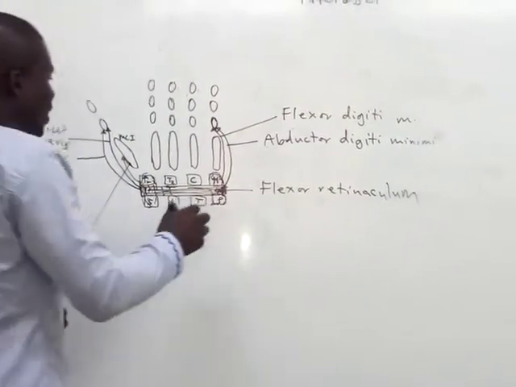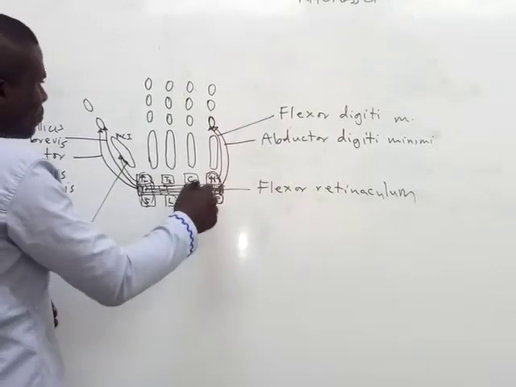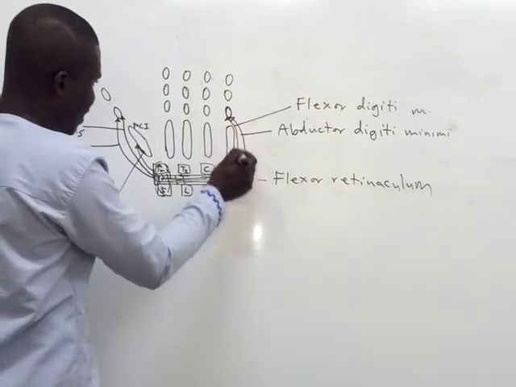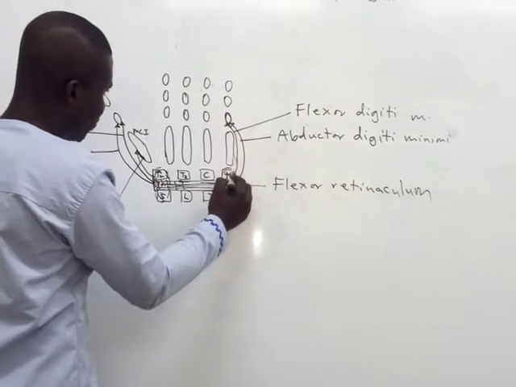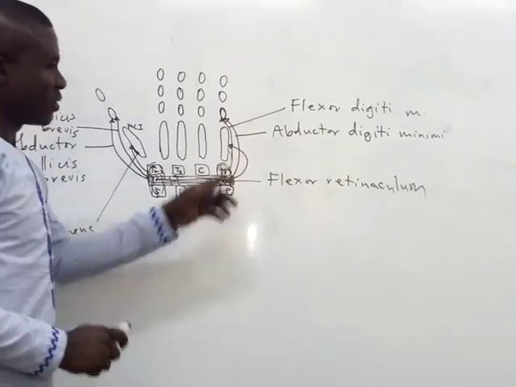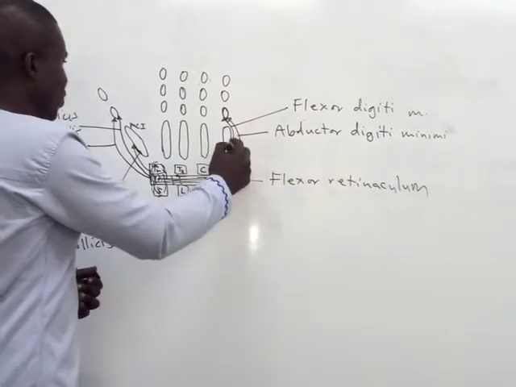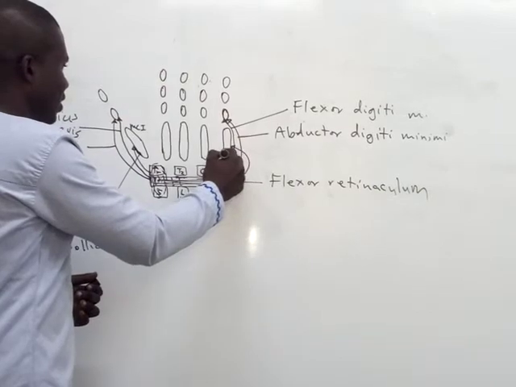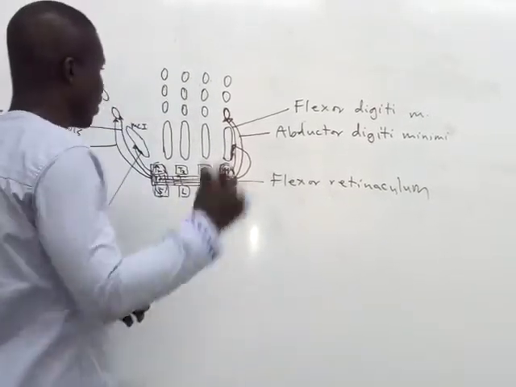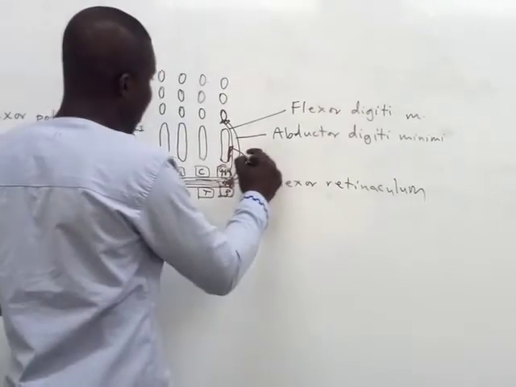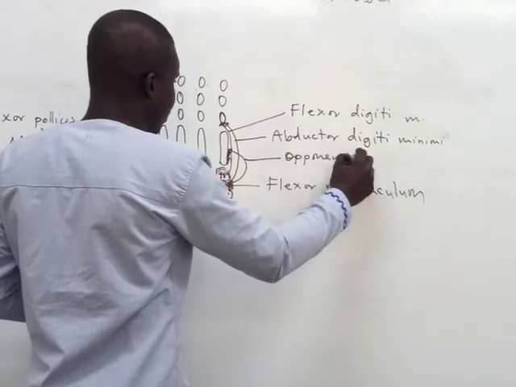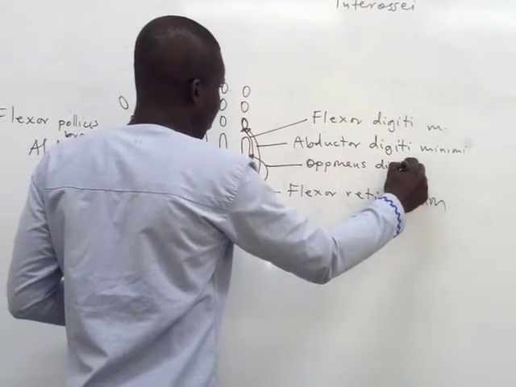Now, then the third group of muscle, that one will come all the way. Or let me just, for illustration purposes, come all the way and insert to the proximal shaft as well as the base of the fifth metacarpal, and that muscle is known as opponens digiti minimi.